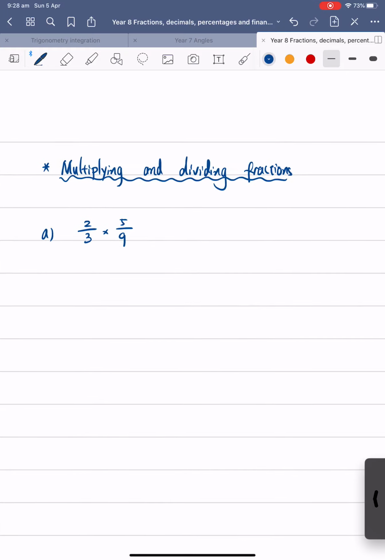For a question like this, you don't need to make the same denominator at all. All you have to do is multiply the numerators together and multiply the denominators together, like what we did with equivalent fractions. So 2 times 5 is 10, and 3 times 9 is 27, and that's all. Usually after you finish, you just need to have a look and see if you can simplify the fraction or not. If you can't, that becomes the final answer. So that's pretty easy.